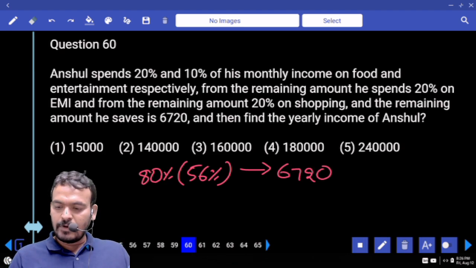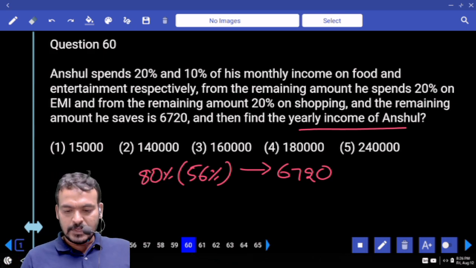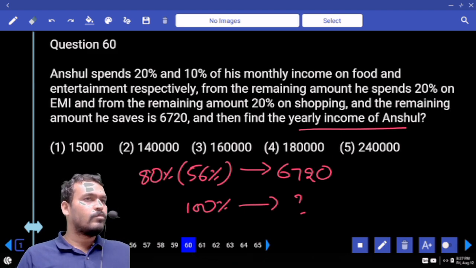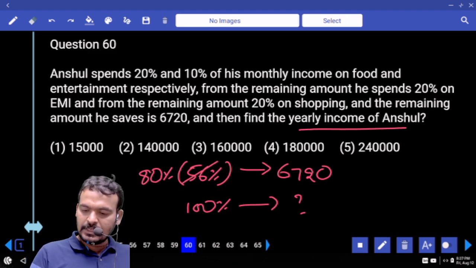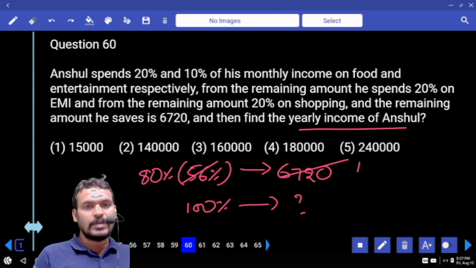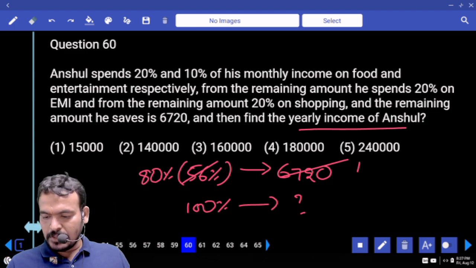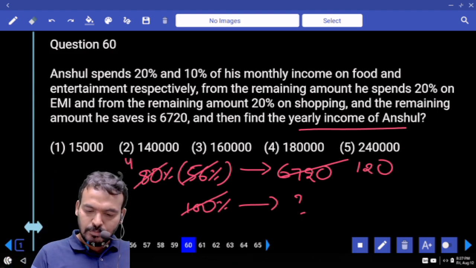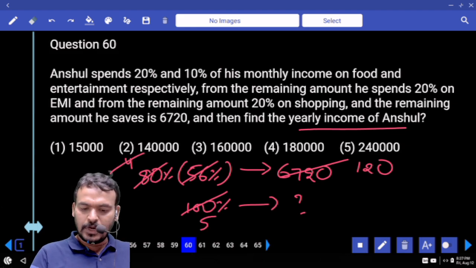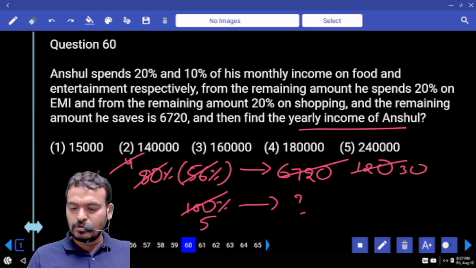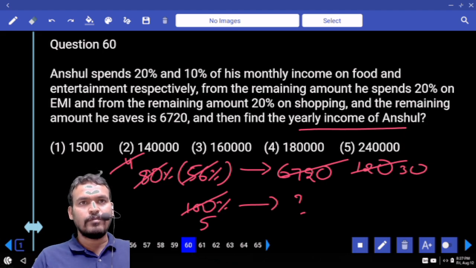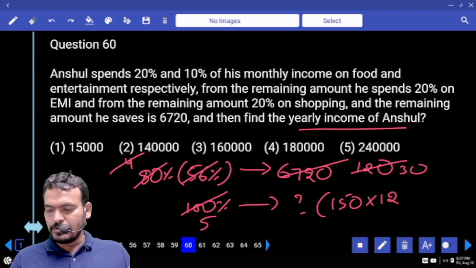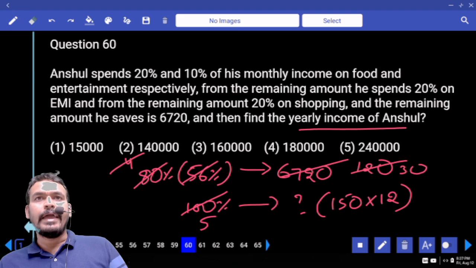6720. We required which one? Yearly income. First we need to identify the 100% value. After that it is multiplied by 12 times. First 56 one time how much? 56, remaining 112 means 20 times. Okay, 24 is 20 how many times? 5 times. 4 how many times? 30. 30 into 5, 150. 150 into how much? 12. 150 into 12, 180.